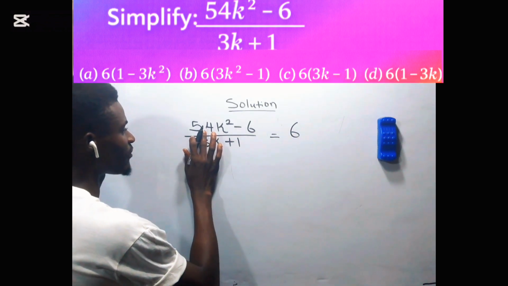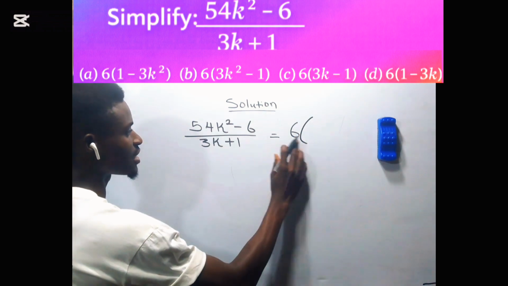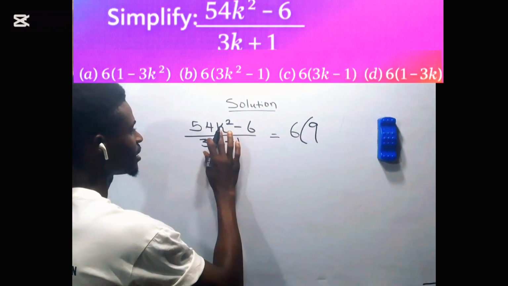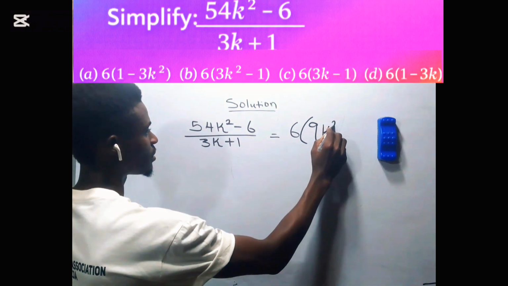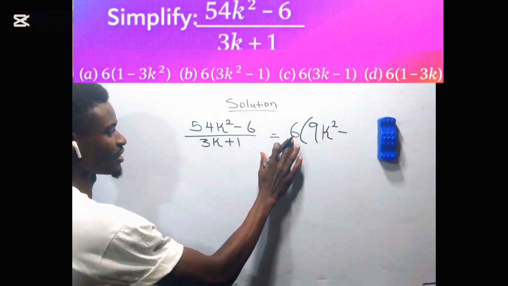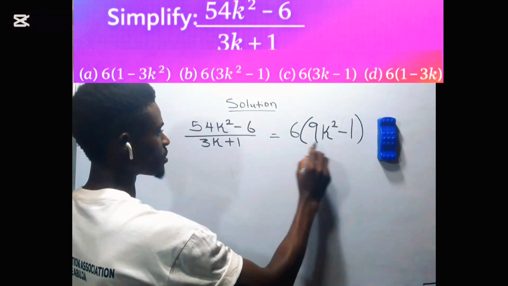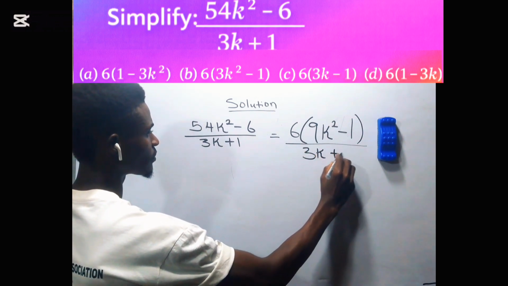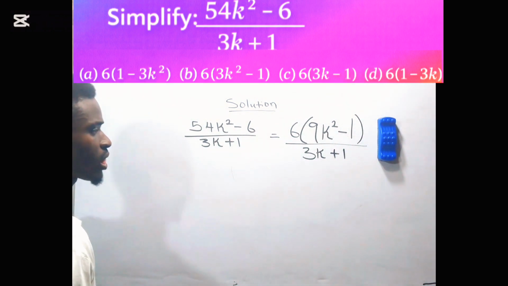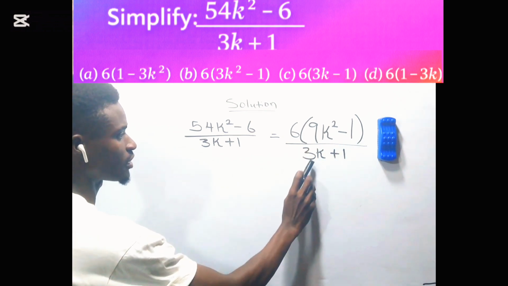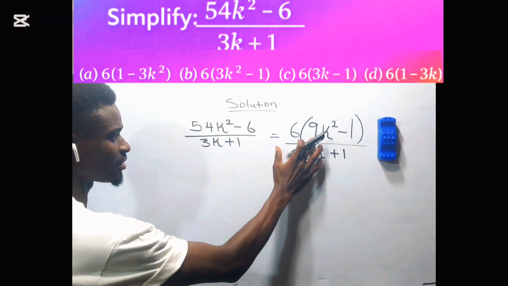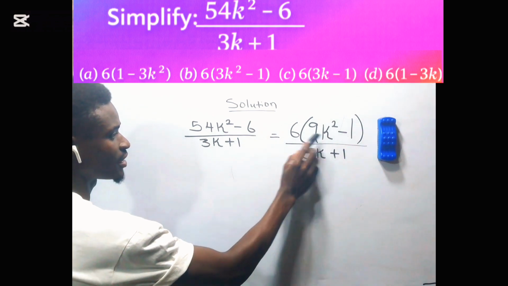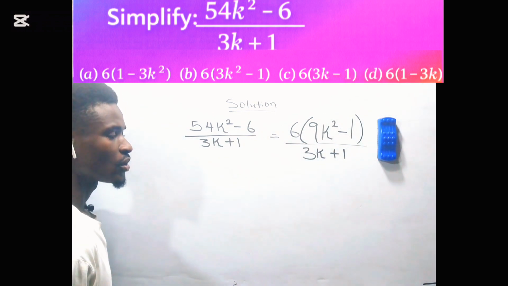So using 6 to simplify 54k squared minus 6, we'll have 6 open bracket, 54 divided by 6, that is 9, k squared, then minus 6 divided by 6, that is 1, close bracket, over 3k plus 1. Now from here, we have 9k squared minus 1, we have 3k plus 1. Analyzing the bracket and the denominator, you observe that 3 is a factor of 9 and 1 is also a factor of 1. So what do we do?